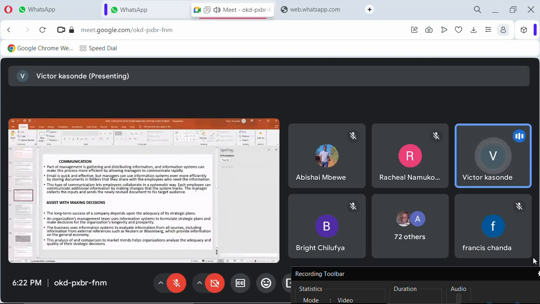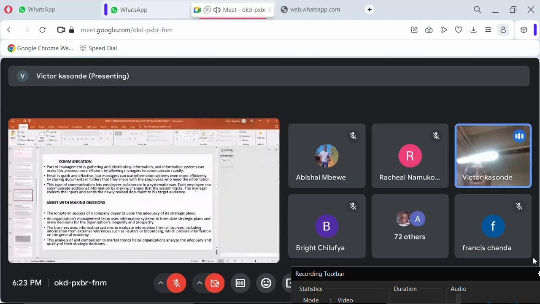Communication is part of management: gathering and distribution of information. An information system can make this process more efficient by allowing managers to communicate rapidly. So in every organization, whether you like it or not, communication is very, very important. You should ensure that information is communicated as management. Email is quick and effective.